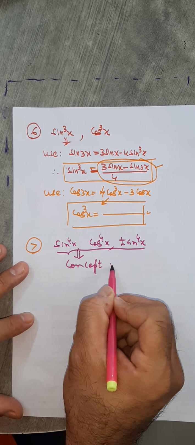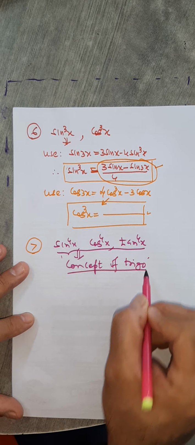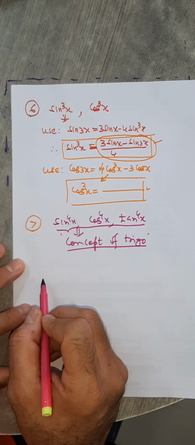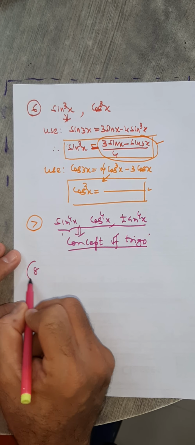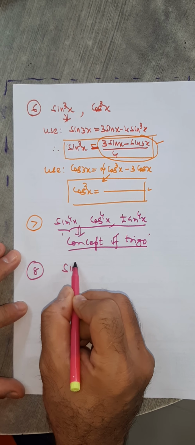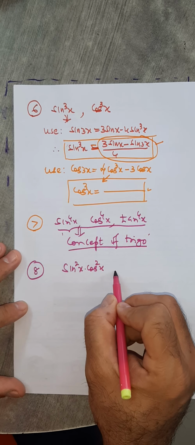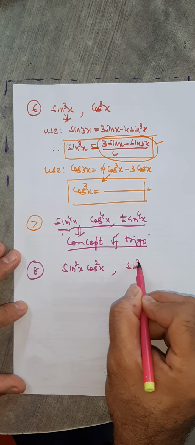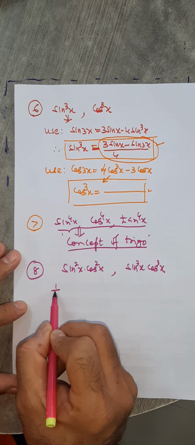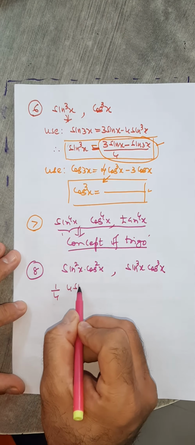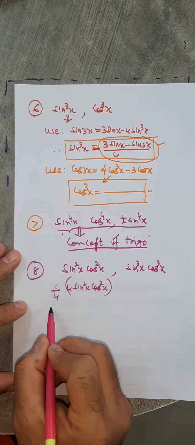Use the concept of trigo and reduce into the smaller power. Integration will be the last line in every question. If you have a product, like sine square into cos square, or you may have sine cube into cos cube, then what you can do is multiply and divide by 4 sine square into cos square.